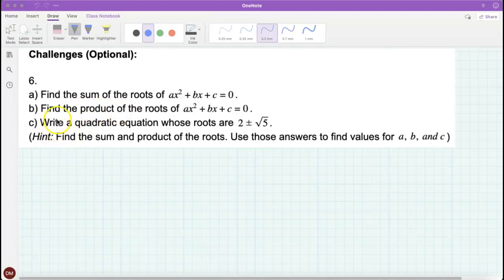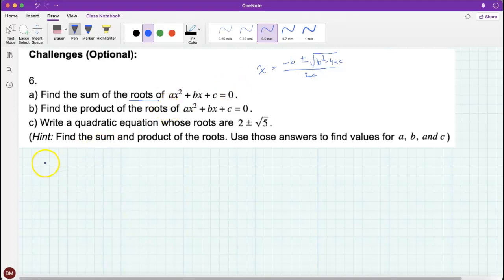All right, the first two of these are not as bad as you might think. Okay, so find the sum of the roots. How do we get the roots? The roots are the x value, so x is just equal to negative b plus or minus the square root of b squared minus 4ac all over 2a.